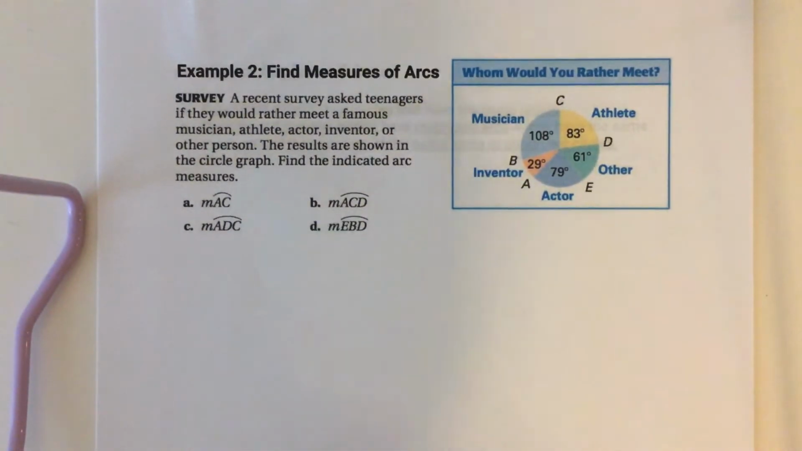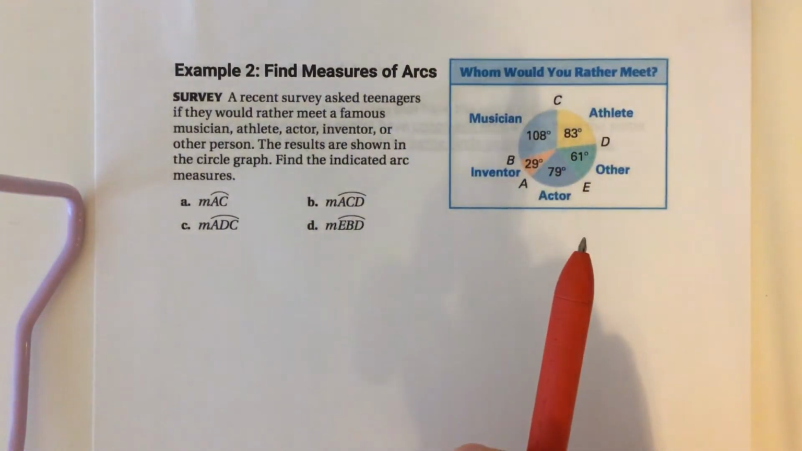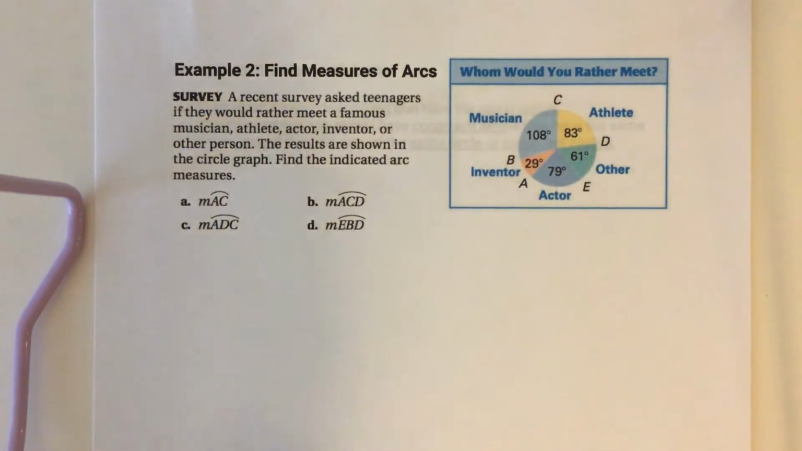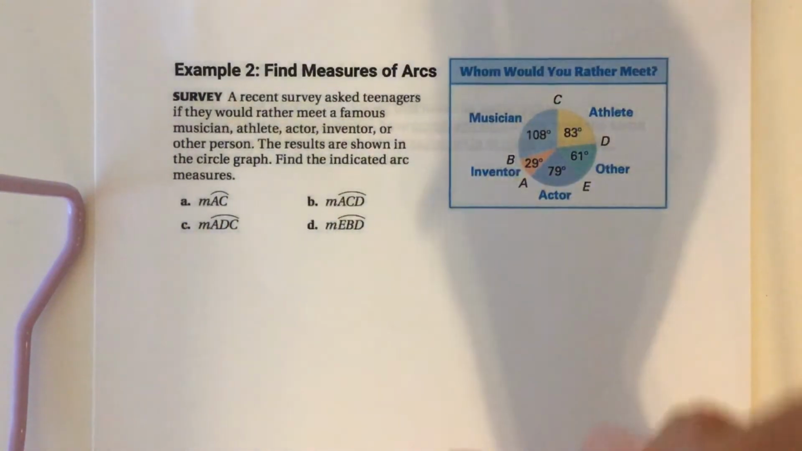So we're taking a survey, and a recent survey asked teenagers if they would rather meet a famous musician, an athlete, actor, inventor, or another person. The results are shown in the circle graph. Find the indicated arc measure. So they gave us all of these measurements already, so this is just going to be a lot of arc addition.